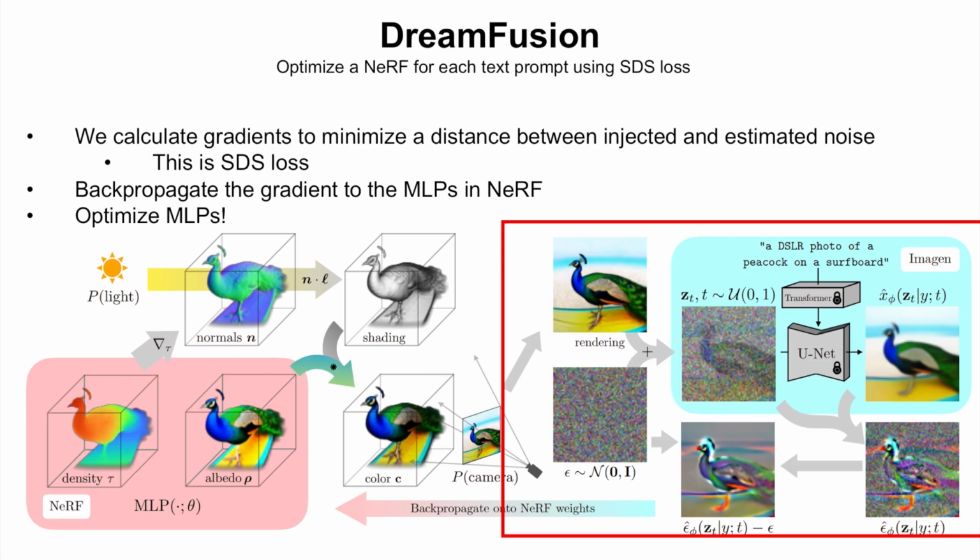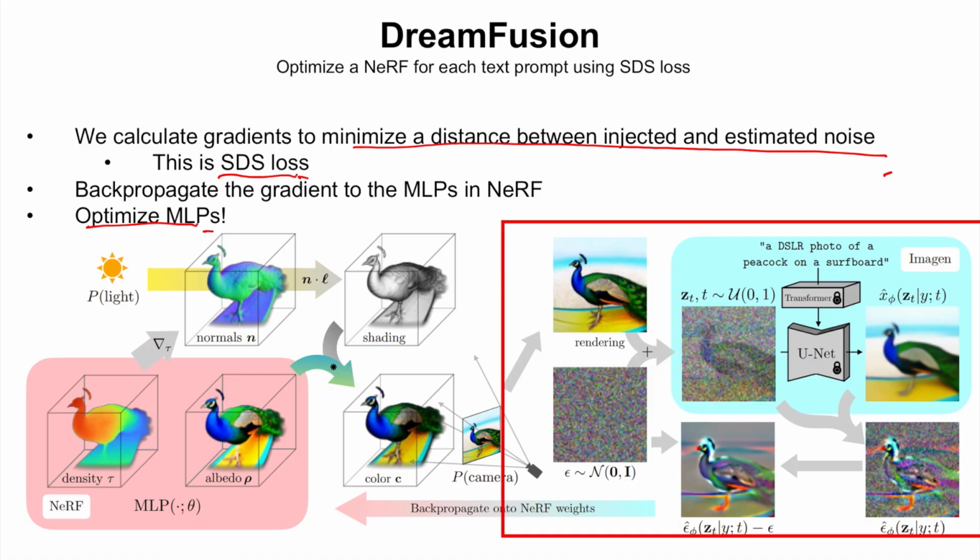So we calculate gradient to minimize distance, inject estimated noise, and all the things are differentiable, so that we can backpropagate gradient to the NeRF. That is SDS loss, and then we optimize MLPs in NeRF, so that we keep repeating this.